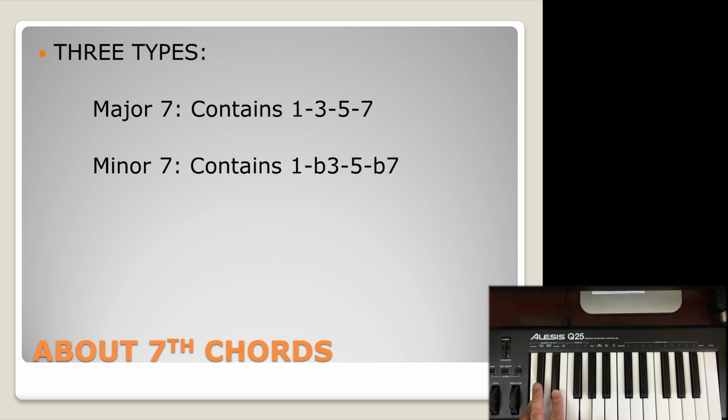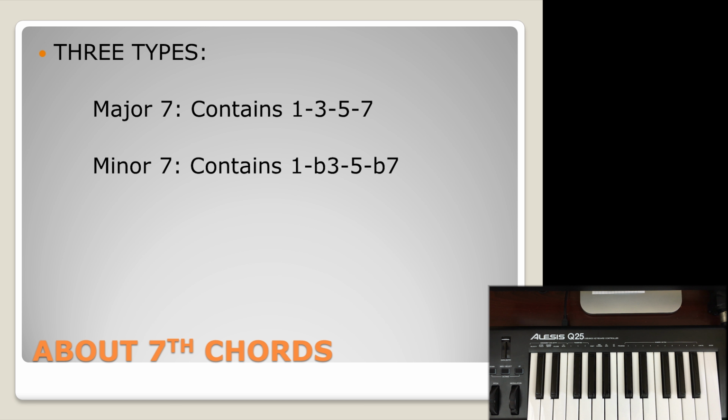To get a minor 7, you find the 7 in the major key and you lower it a half step. So we're going to play the minor chord with the flat 7 added on top. It gives us a minor 7. All right?